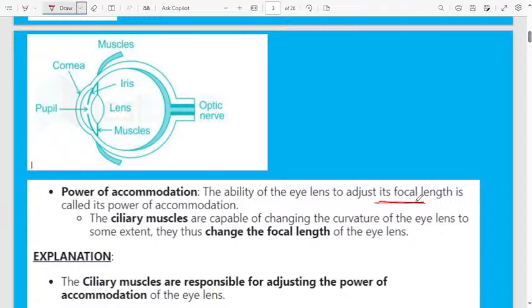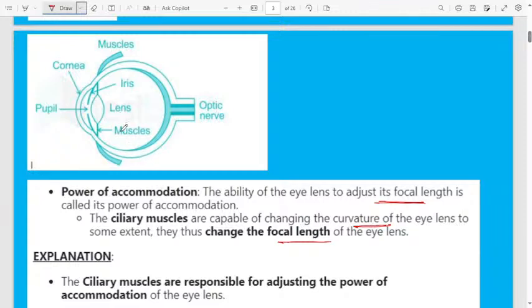The ciliary muscles are capable of changing the curvature of the lens. These muscles help the lens to adjust its focal length. Ciliary muscles are capable of changing the curvature of the eye lens to some extent. Thus, they help to change the focal length of the eye lens.